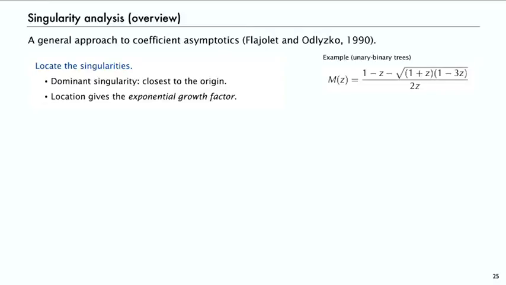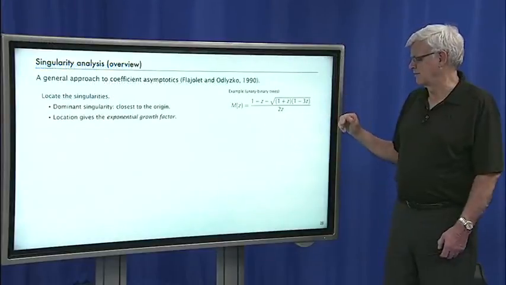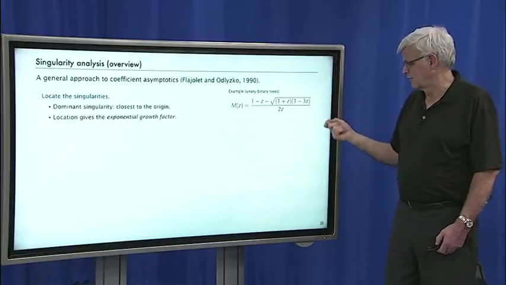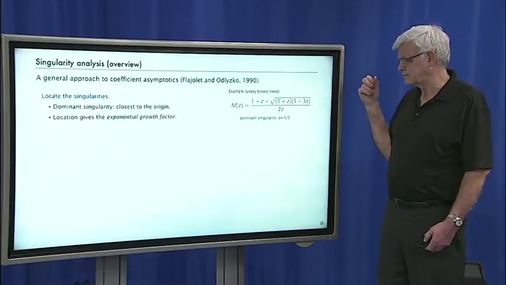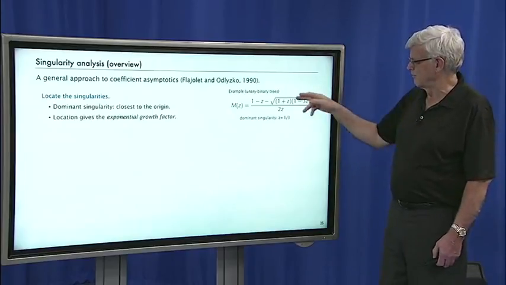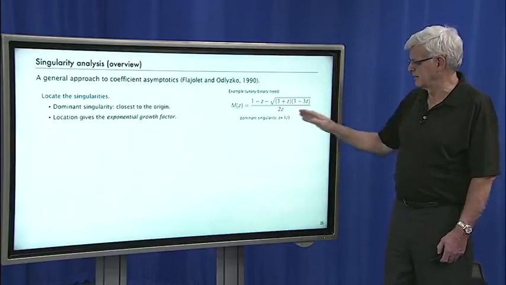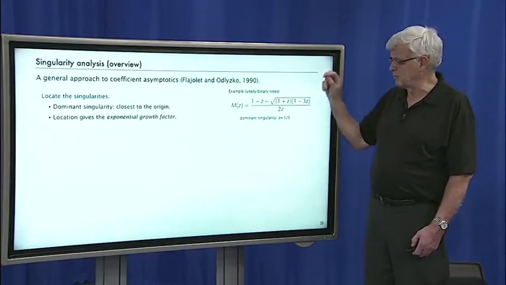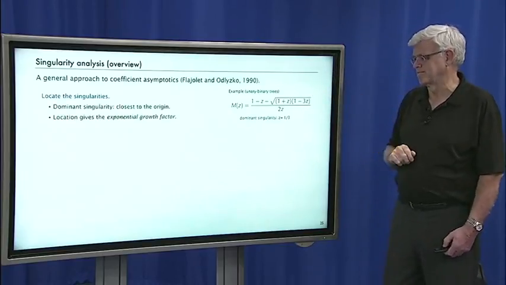So just as a running example, we'll use unary-binary trees. So that's trees where all nodes have degree 0, 1, or 2. We developed this generating function for it using the symbolic method. The closest singularity to the origin is z equals 1/3. There's another one further out, at minus 1, but that's not the one that matters. So the exponential growth factor is going to be 1 over that, which is 3 to the n.